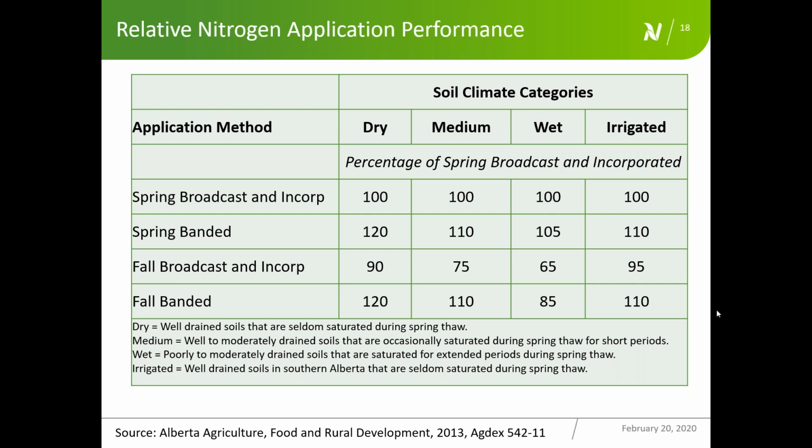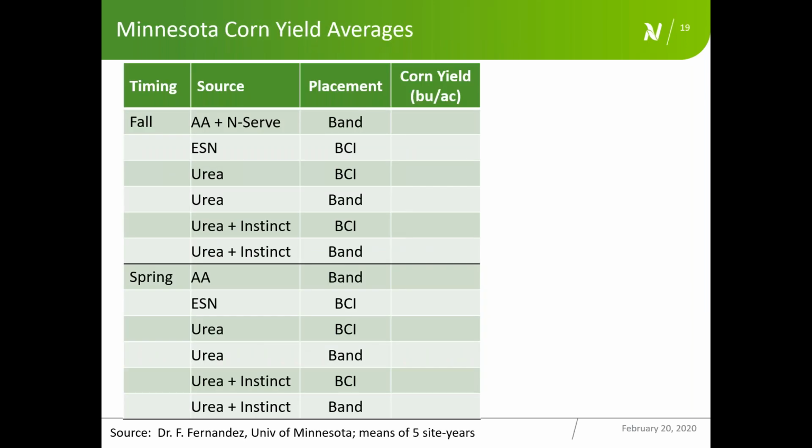We're going to talk about some of the things that we might be able to do if that happens. But the data is fairly clear that band applications would be preferred to broadcast when possible, and spring applications would be preferred over fall applications in most cases. So given that context, we can look at the recommendations.